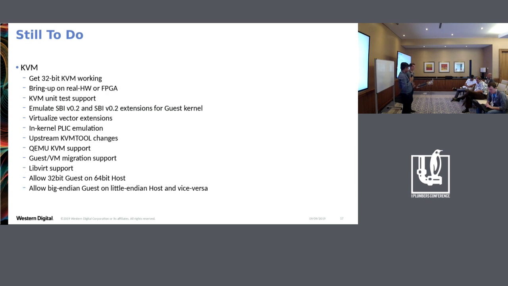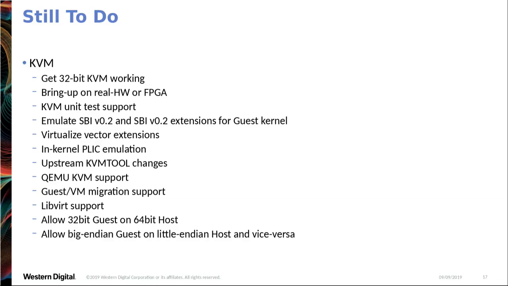So once that is available, we can even support a big endian guest on little endian. Yeah, and for KVM, we have an even longer list. Same things, like we need a 32-bit KVM working. We need to bring it up, of course, on some hardware or FPGA. KVM unit test support we need to add now because we are in quite good shape now. And SBI 0.2 emulation: we are emulating 0.1 right now. We need to move to 0.2 and also add other extensions as they get frozen. And then virtualize the vector extension, and in-kernel PLIC.